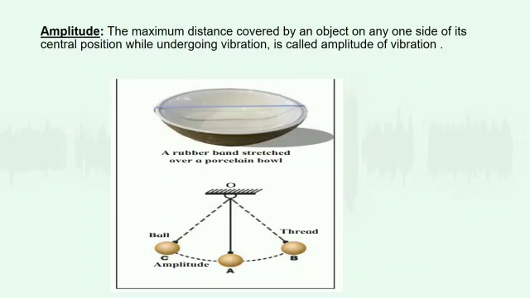Compare the vibration with the figure alongside. When the rubber band is stretched from the original position A and comes to position B, it is seen to be curved. So we can say that the maximum distance between the original position A and the position B on stretching the rubber band is called the amplitude of vibration.